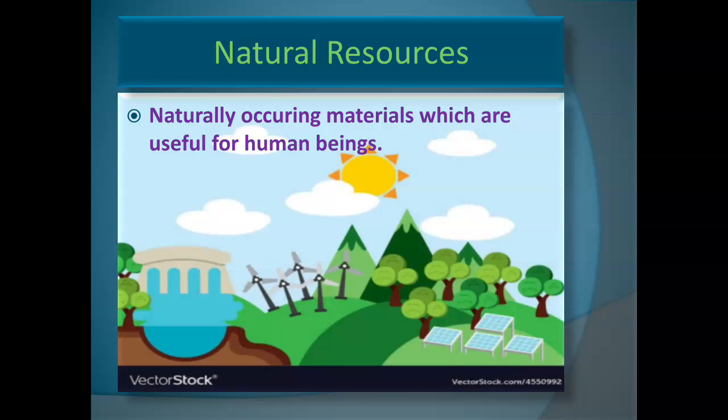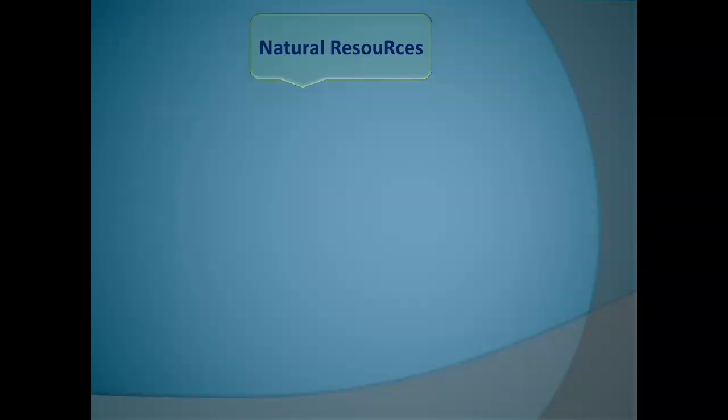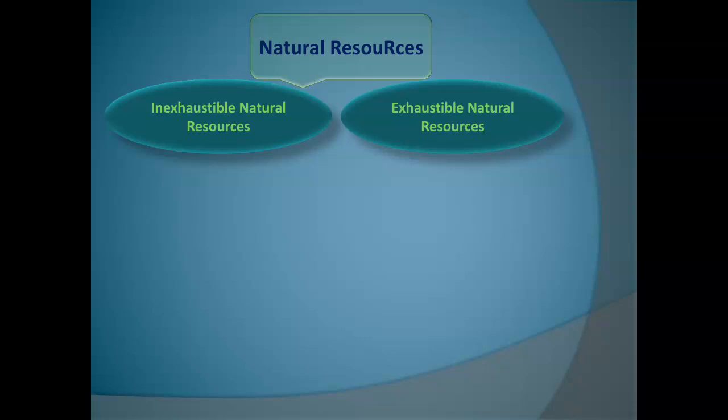Now let me ask you a question. Can we use these natural resources forever? Forever not only means your generation, the coming generations and all the generations that are going to live on this earth, can these natural resources be available for them? Based on the availability of natural resources, they are classified into two: inexhaustible natural resources and exhaustible natural resources. Let us get more detail about these topics.